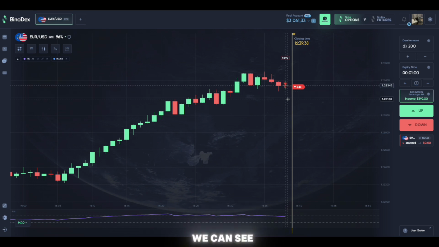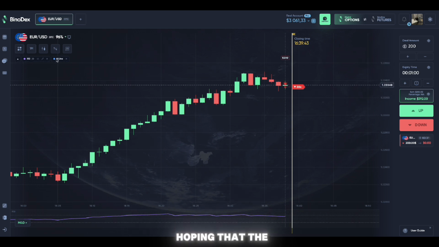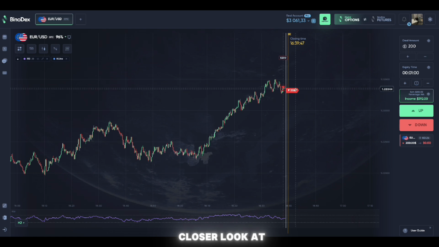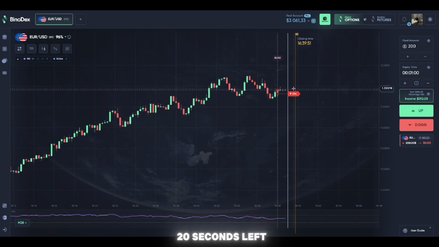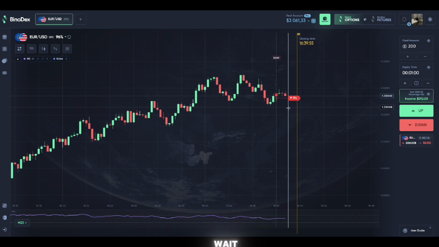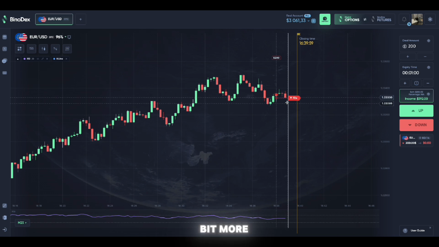So we wait. We can see that the impulse is gradually decreasing. I am really hoping that the decrease in impulse will continue. Let's take a closer look at what is happening with the market right now. There are currently 20 seconds left until our trade finally closes. Alright, we wait. A good downward impulse is happening. Just a little bit more.